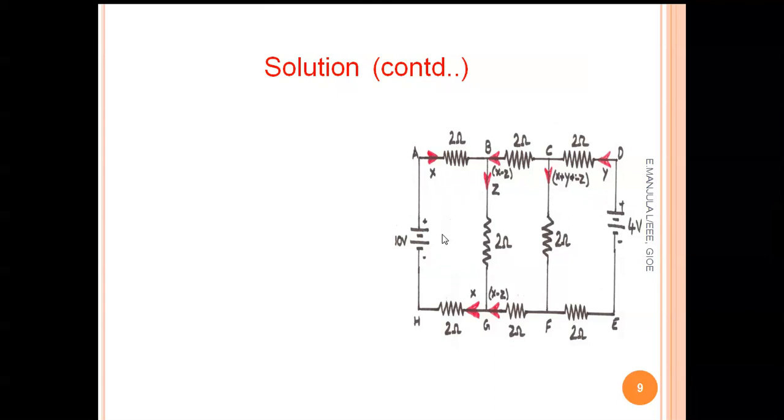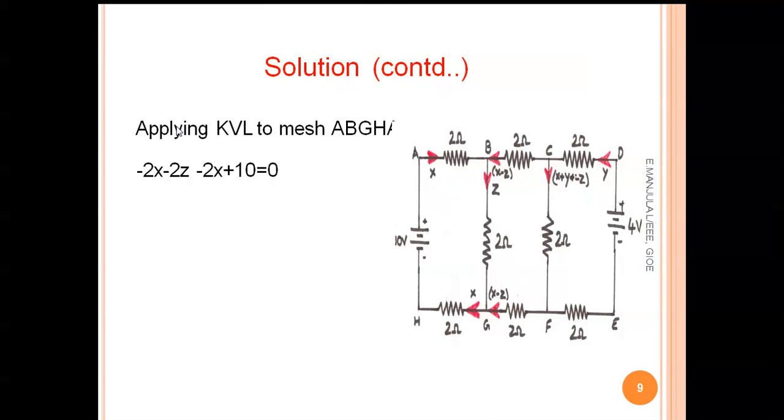So this will be the first loop, A, B, G, H, A. Okay. Loop 2, loop 3, loop 4, like that. So first applying KVL to the mesh A, B, G, H, A. You should always remember the direction of the loop. So this is the loop. The direction of the loop and the direction of the current is in the same direction here.